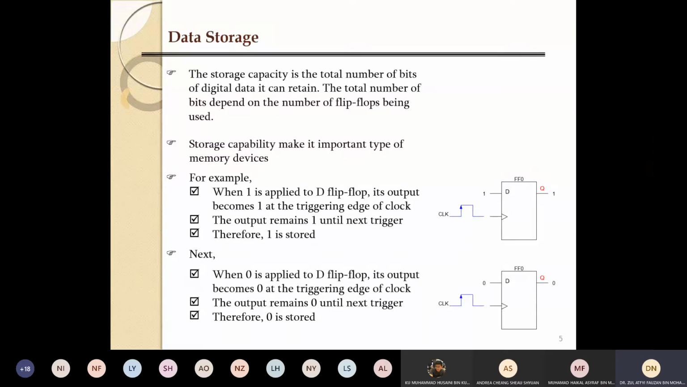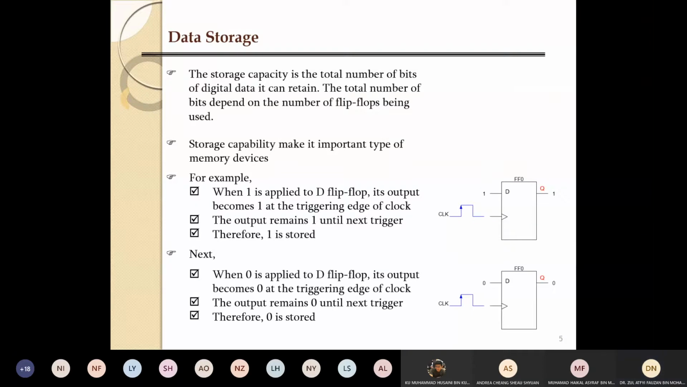Okay, firstly is data storage. The storage capacity is the total number of bits of digital data it can retain. The total number of bits depends on the number of flip-flops being used. Storage capability makes it an important type of memory device. For example, this example uses one flip-flop only.